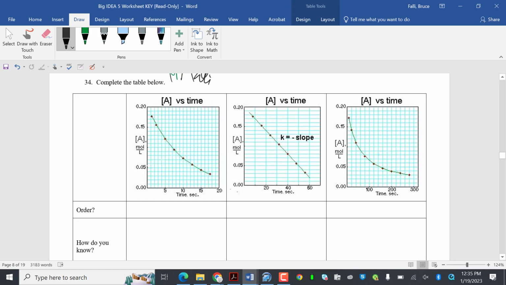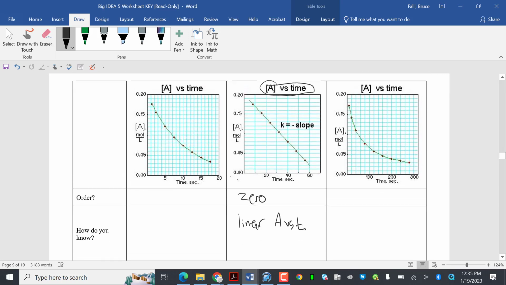Welcome to hitting another huge chunk of this worksheet for kinetics and Big Idea 5. You have to complete this table below. Notice here, this is the linear one, A versus T. This has A versus T, so that's going to be zero order. How do you know? Linear, A versus T.